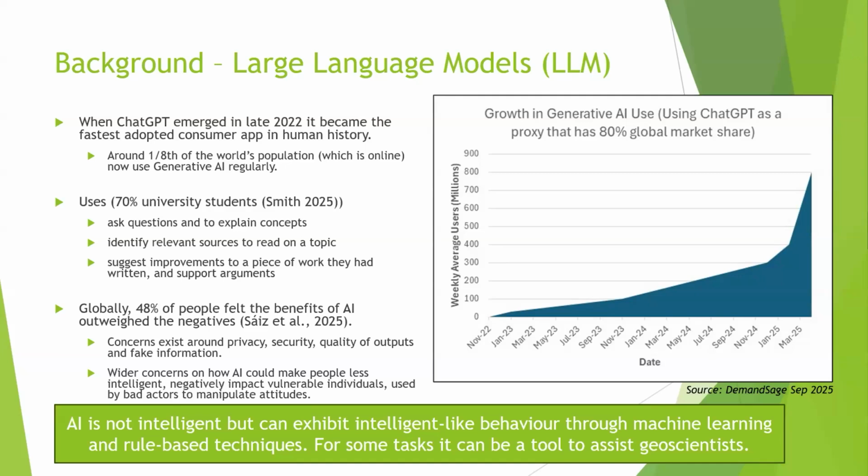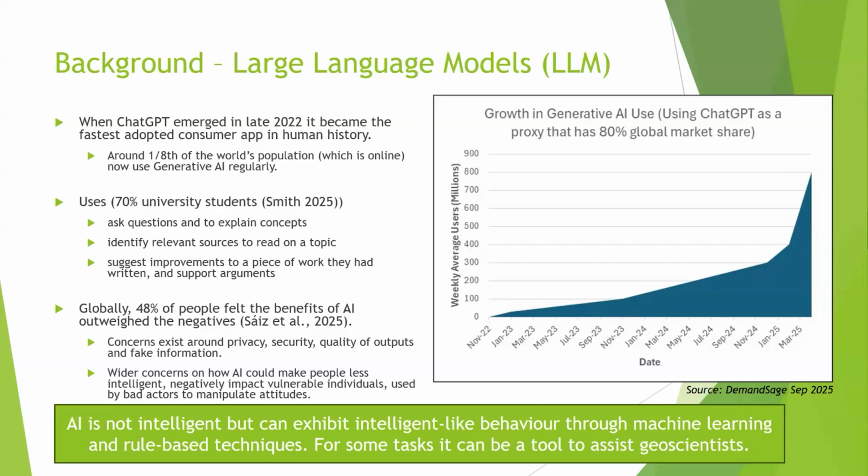And from those surveys, opinion is about split. In this global survey, about 48% believe the benefits of AI outweigh the negatives. But I think most people are concerned, with concerns ranging from privacy, security, and the risk of misinformation, to wider impacts it may have on our own cognitive abilities and what bad actors can do with it. And of course, although it's called artificial intelligence, these tools are not intelligent, but they can exhibit intelligent-like behavior in certain tasks.